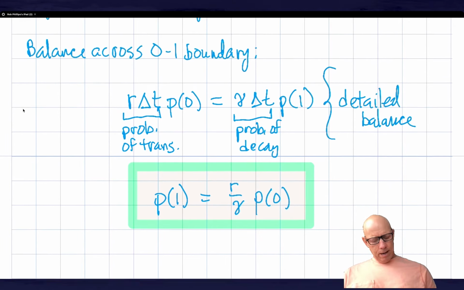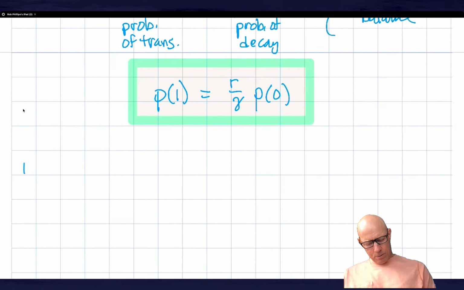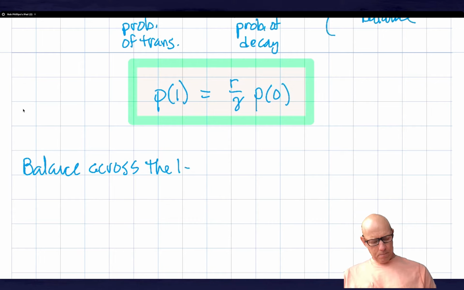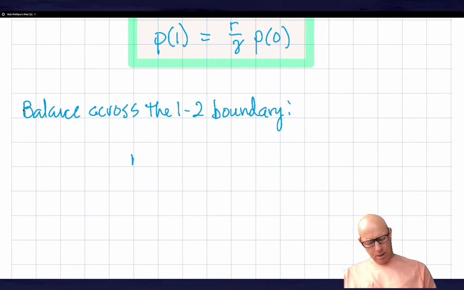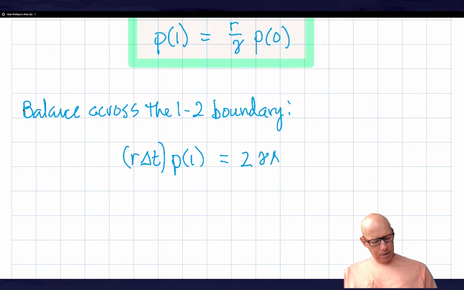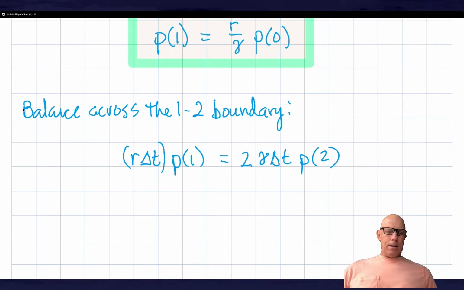Okay, now let's try a balance across the 1, 2 boundary. This one's a little bit more tricky, relatively the same. So I have R delta t times P1, this is the transcription, has got to be equal to 2 times gamma delta t times P2. The tricky part, or the part that might actually puzzle you, is why do I have a 2 here?